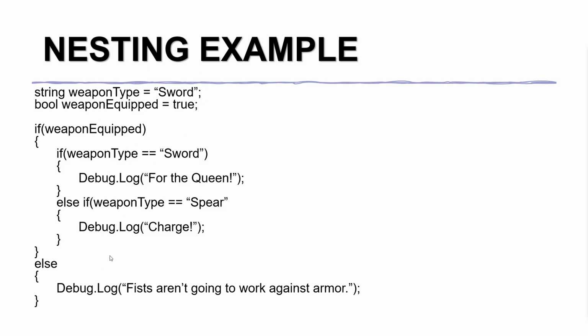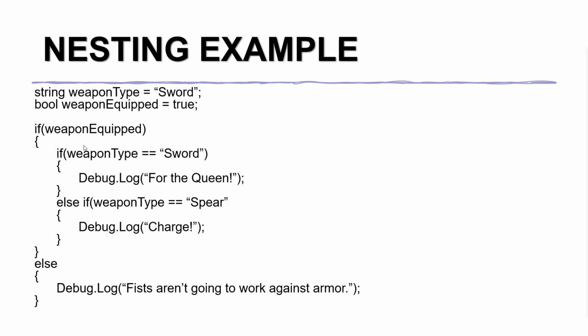We have this statement here, and we can print out different things to the console based on our weapon type and if we have a weapon equipped. So if we do have a weapon equipped, we're going to go in here and work with these other things to determine exactly what we have equipped. If we don't have a weapon equipped, like if that's false, we're just going to print to the console that fists aren't going to work against armor. So we either have a weapon in our hand or we don't.